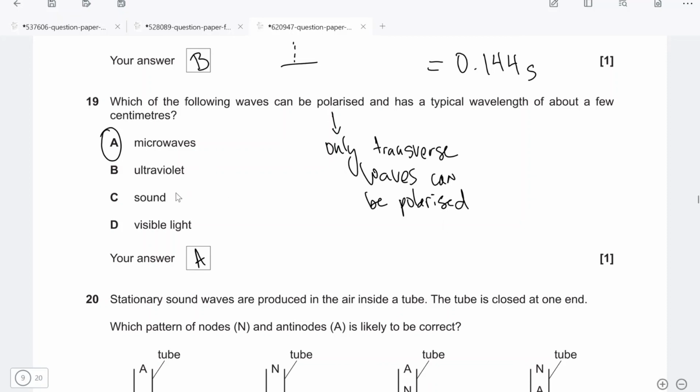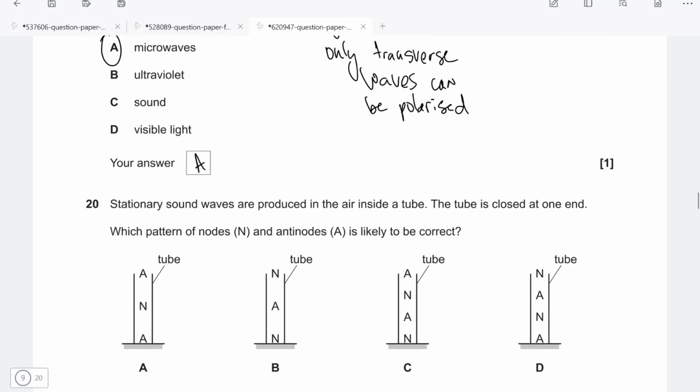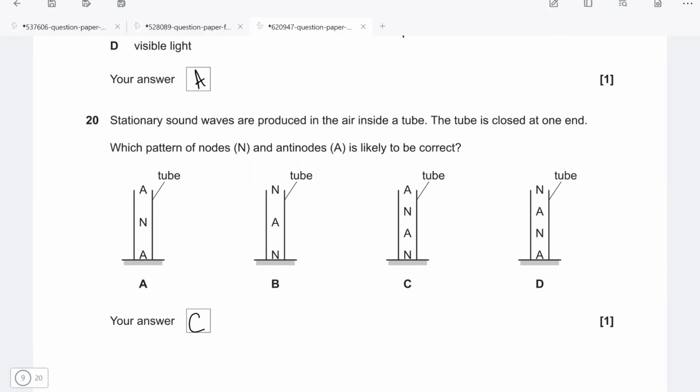Ultraviolet is much shorter. Sound waves obviously can vary in wavelength, but they cannot be polarized because they're a longitudinal wave. And visible light has a wavelength between about 300 nanometers to about 750 or a little bit higher nanometers. Question 20. Stationary wave sounds are produced in the air inside a tube.